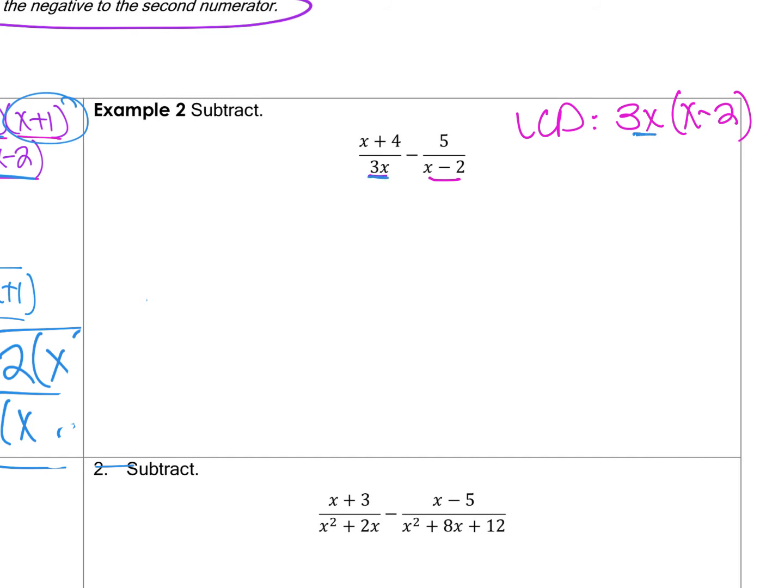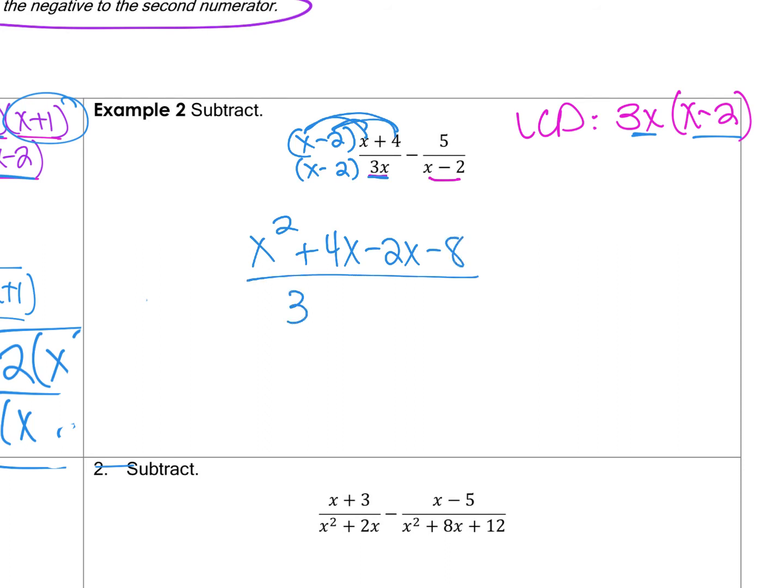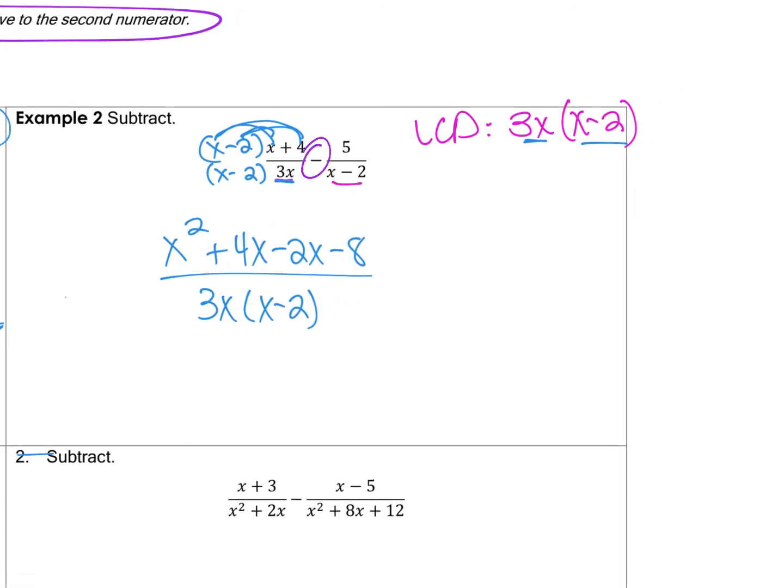All right, first fraction. I have 3x, but I don't have x minus 2. So I'm going to go ahead and use FOIL in the numerator. I'm not multiplying my denominators there, keeping it factored. Bringing down your minus sign, looking at the second denominator, I have the x minus 2, but I don't have the 3x. So that would be minus 15x over.